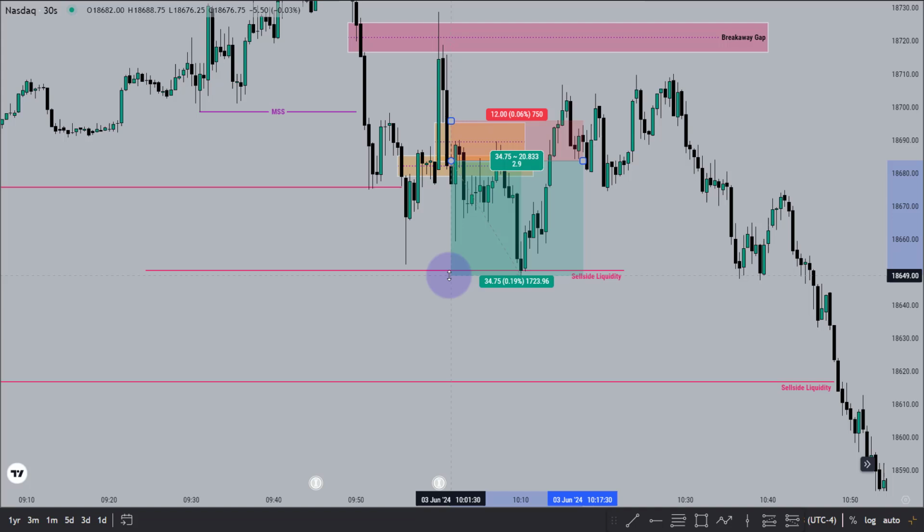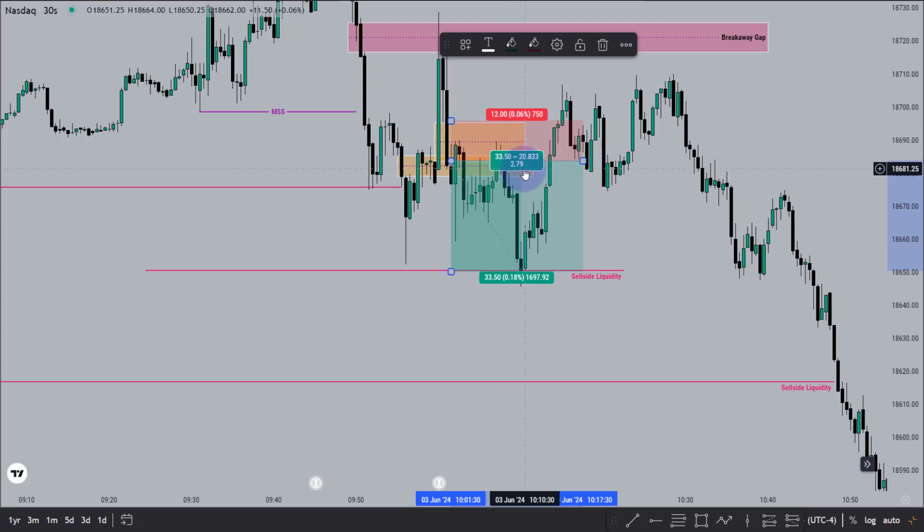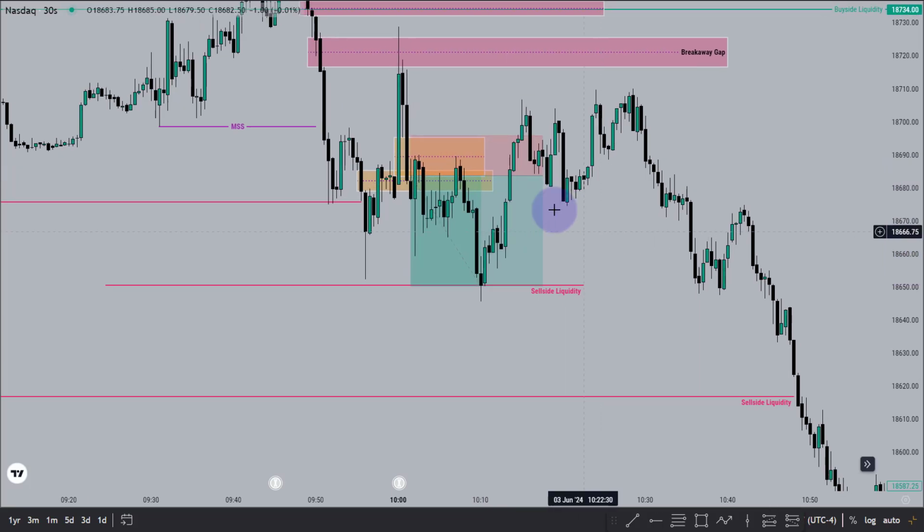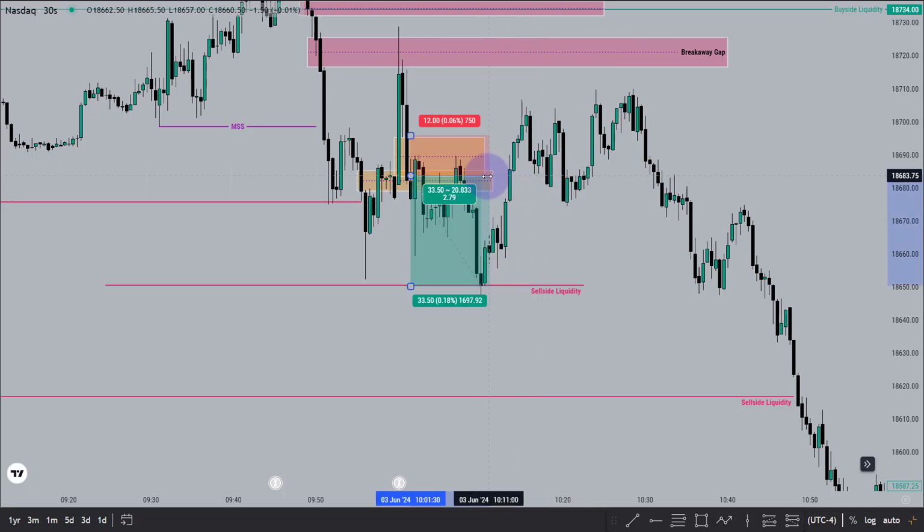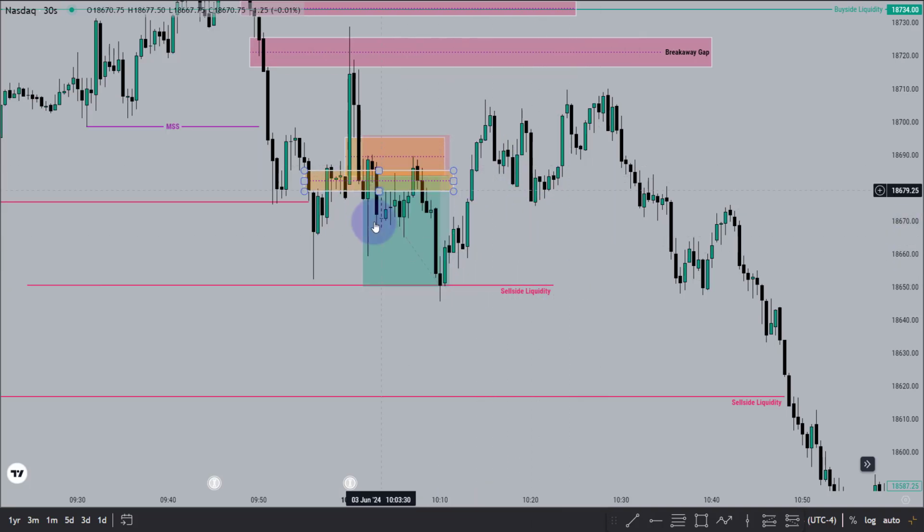What should be your target? That sell side liquidity. Okay, this sell side liquidity should be your target. 1:2.79. Is that bad? I don't think so. This is how you can refine your entry. Very precise entry. Now, maybe you missed that entry. You didn't know this highly precise price action. You didn't know that. Okay, no problem.